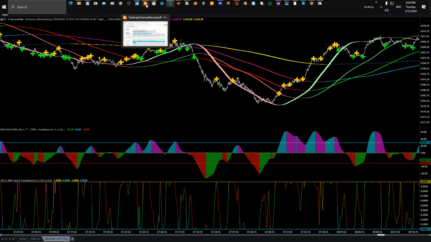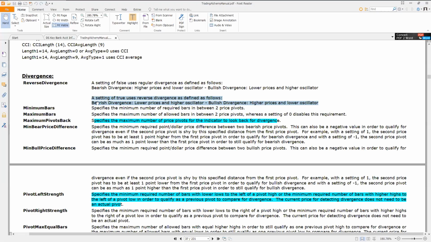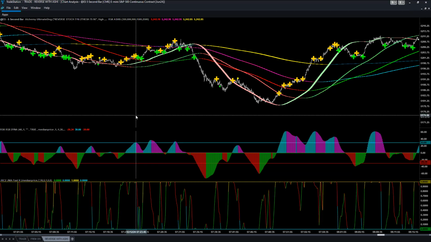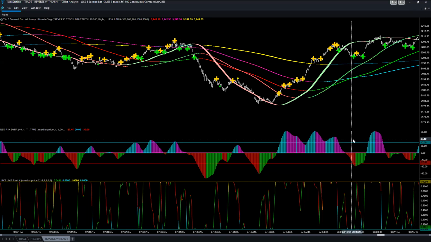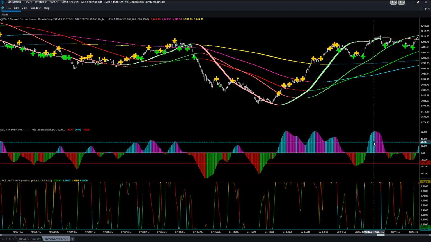Now, by reverse divergence, we mean, just as it's specified here, bearish divergence means that the price of the ES, the high in this case, is a lower high, but the oscillator, the stochastic in this case, is a higher high. Bullish divergence, we're looking at the lows. We've got higher lows, but we have lower lows on the oscillator. Now, this is easily seen in regard to the RSX.